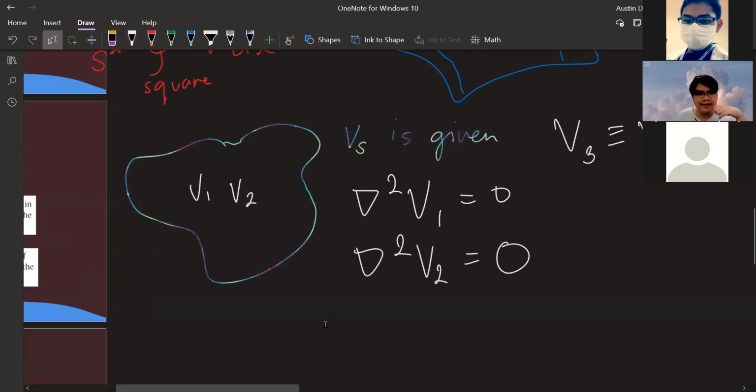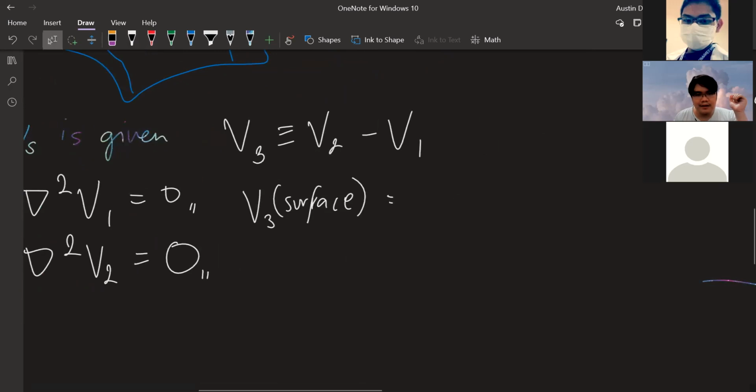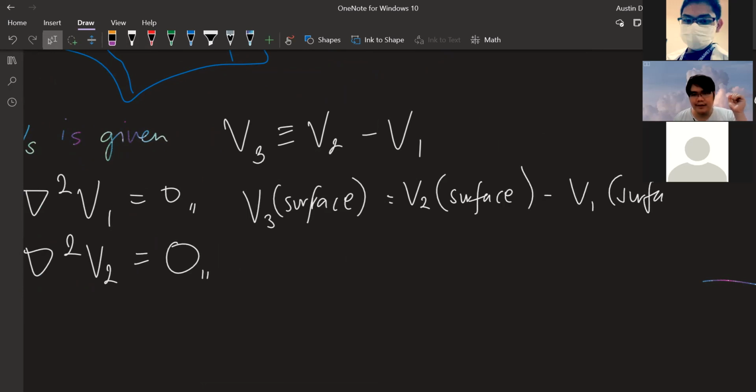However, since this is true, and this is true, yung potential ko at surface is actually equal sa V2 surface, tama? Minus V1 surface. Okay? Diba? Kung ito ay functions, then kung dinefine ko na ganito, dapat at the points that they are representing, dapat this should hold.